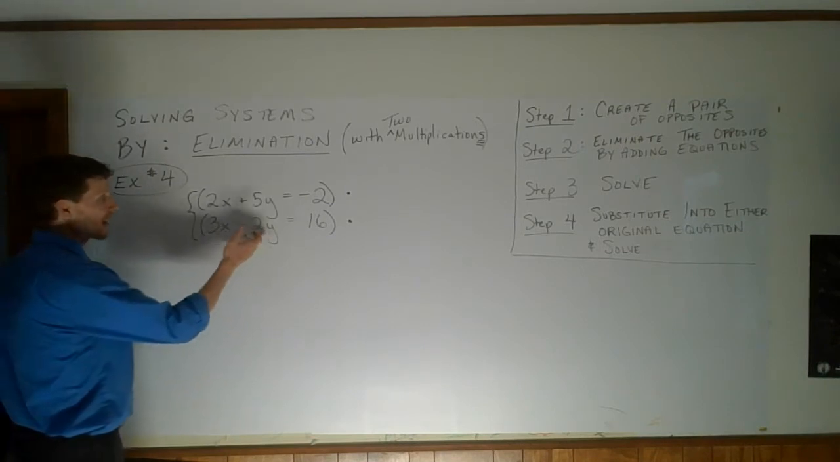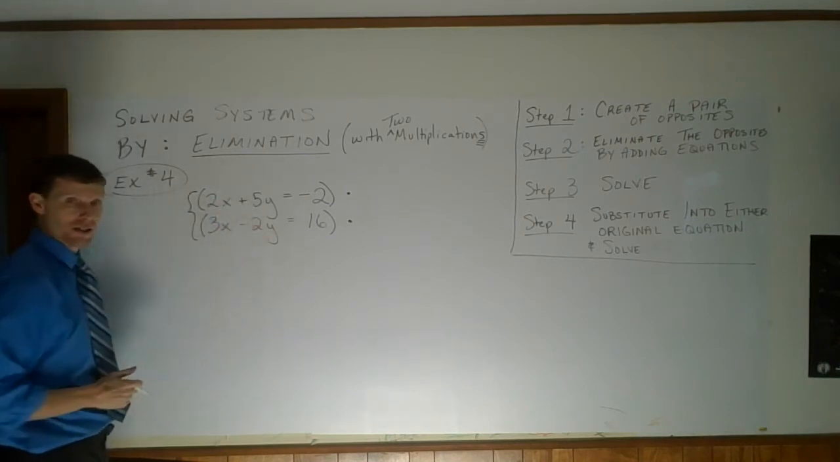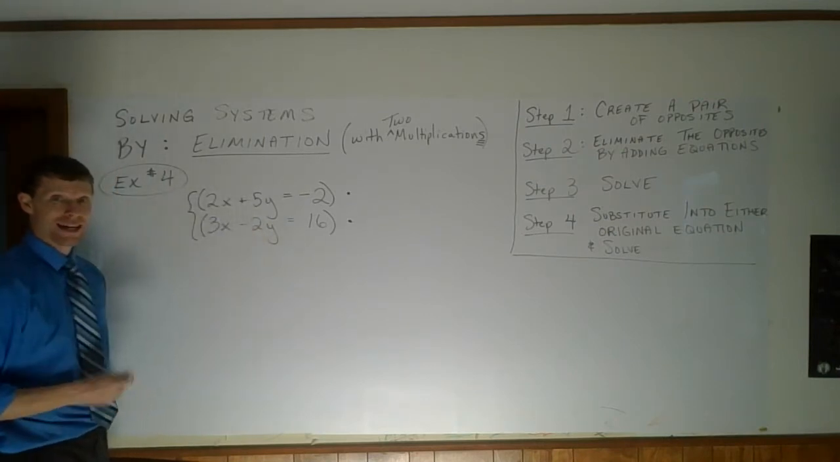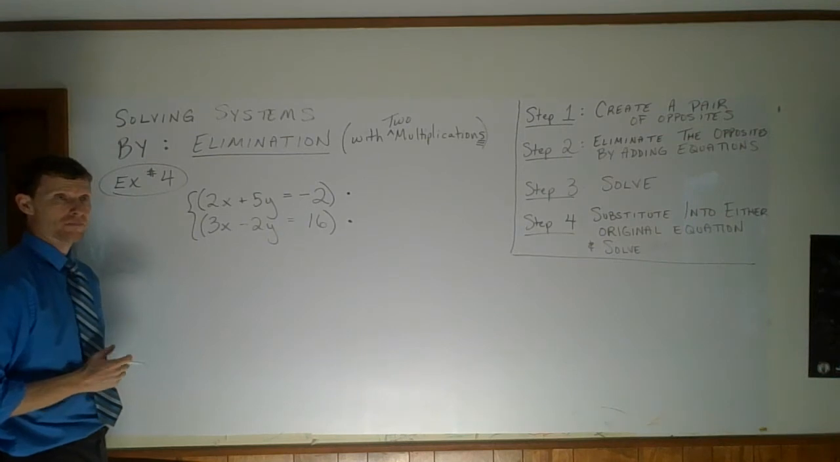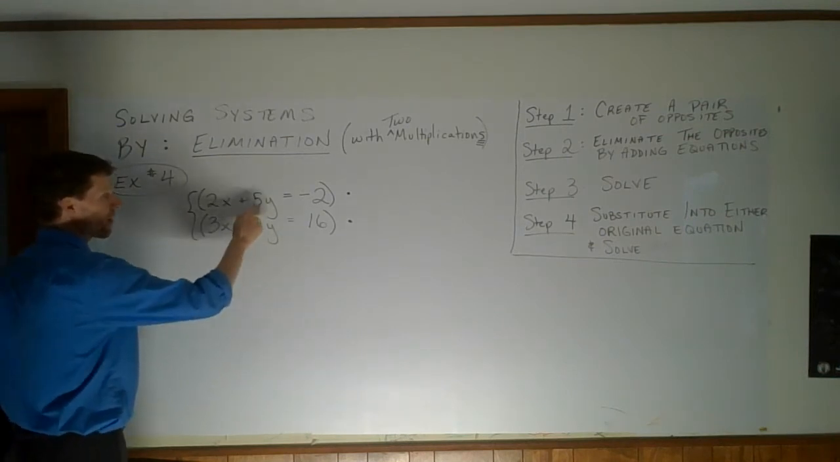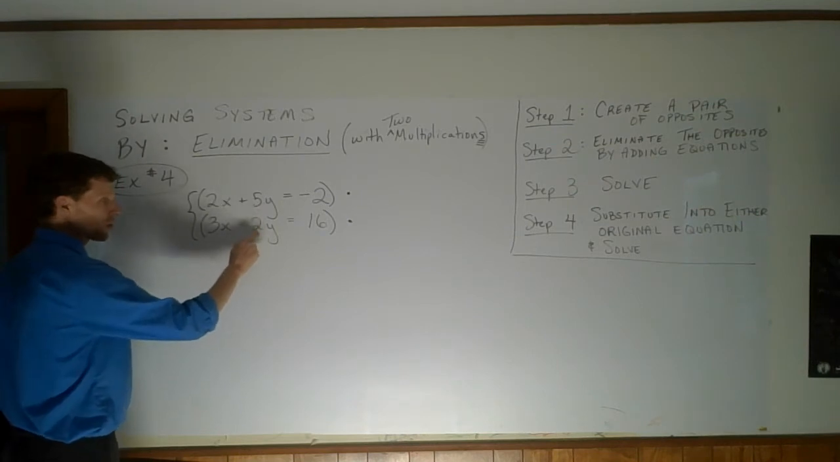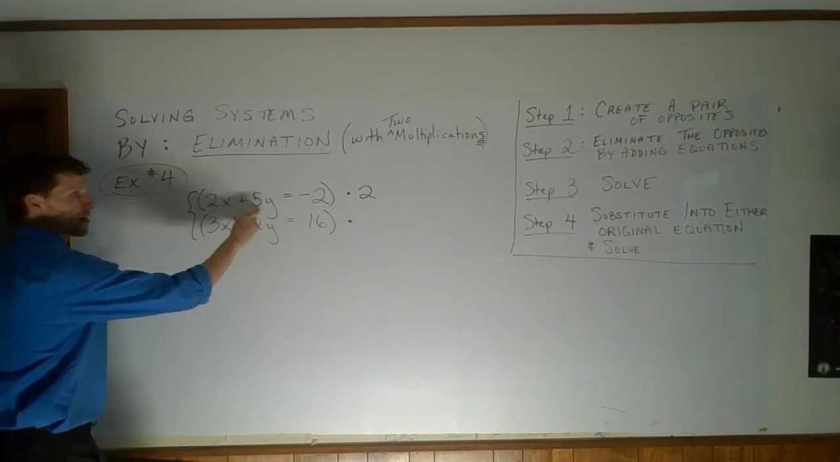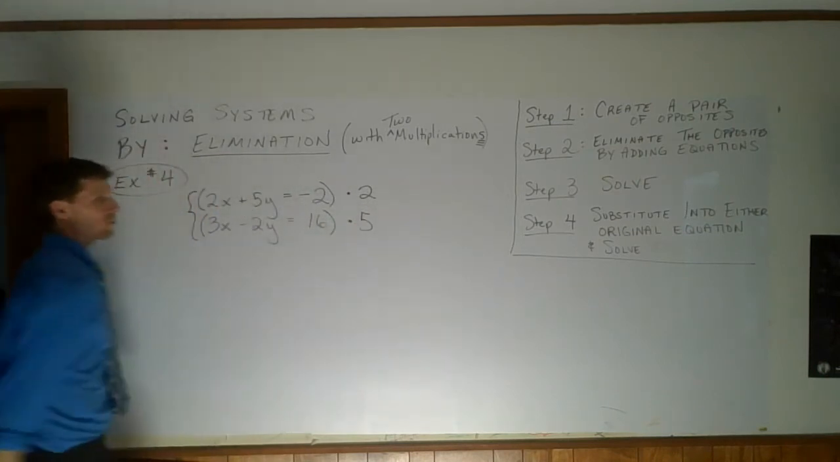I'm going to go with the y's since their values are already opposites. I just need to turn this 5 and this 2 into the same number. Most of the time, the way to do that is to multiply each equation by the opposite coefficient. So this 2 right here, I'm going to multiply there. This 5 right here, I'm going to multiply there.